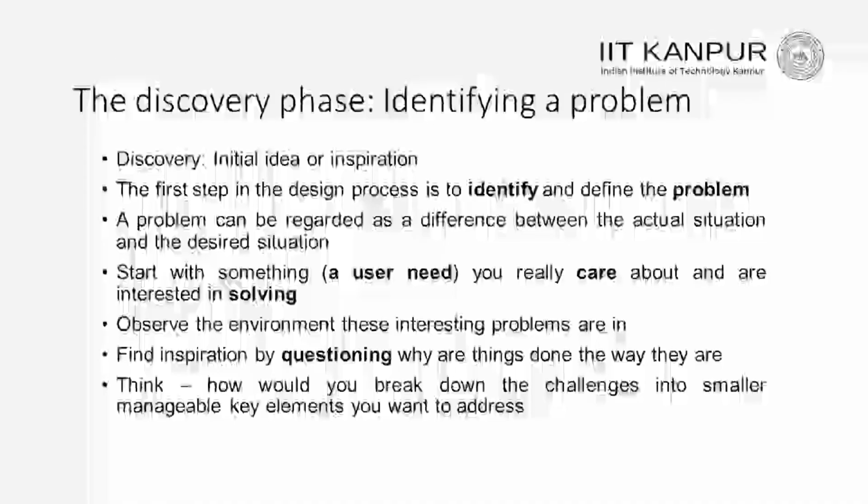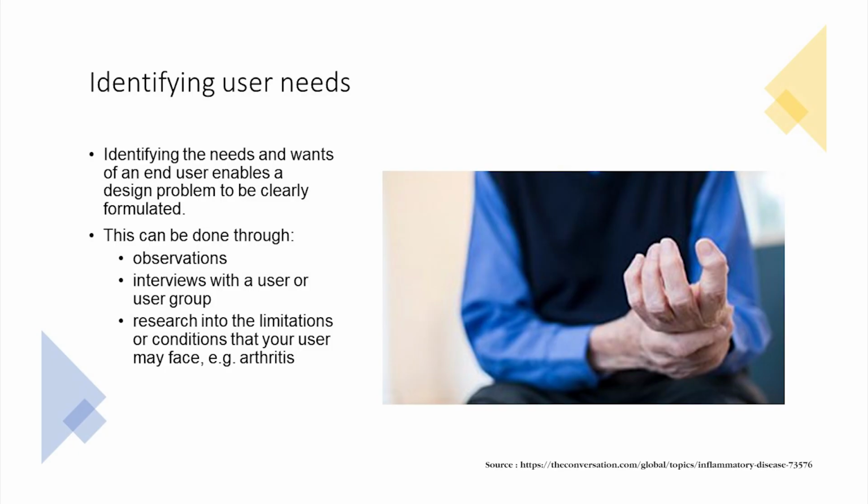Everyone follows how you go about identifying the problem? So, it is really important to understand what the user needs. Only when you understand what the user needs can you come to a reasonable understanding of your initial problem. So, how do we go about doing that? Identifying the needs and wants of the end user is important because we want to formulate our design problem very carefully. And how do we do that?